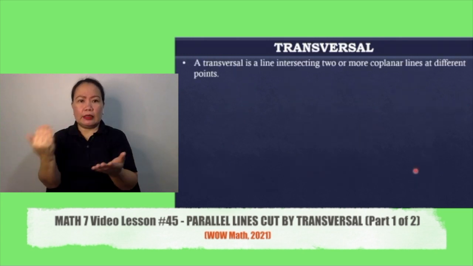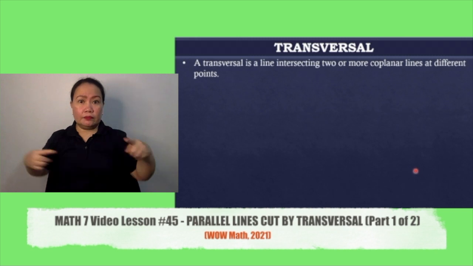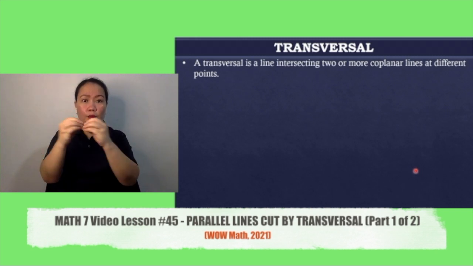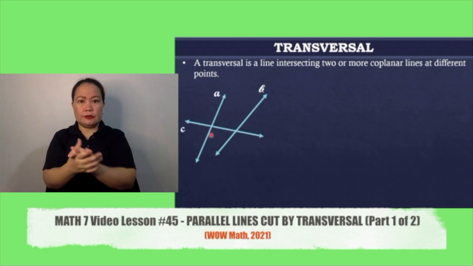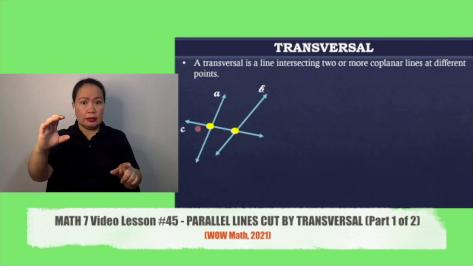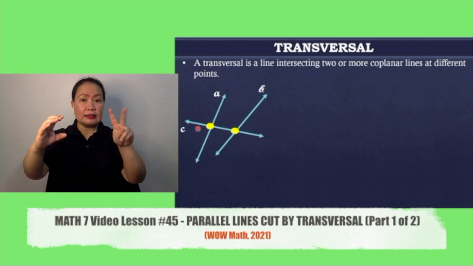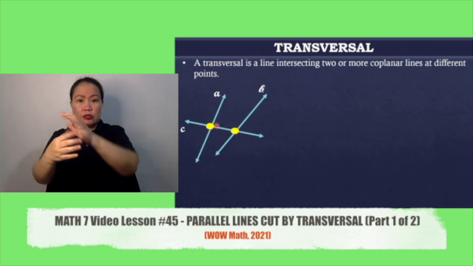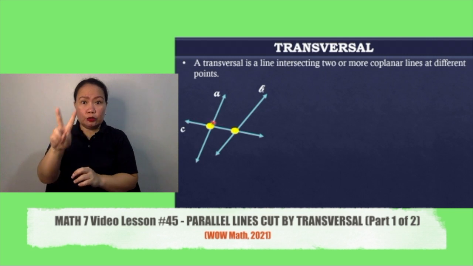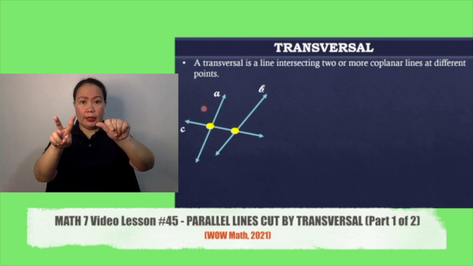So, again, a transversal, matatawag natin siyang transversal kapag ang in-intersect niya ay two or more coplanar lines na magkaiba ang point. So, dapat magkaiba ang point. Halimbawa, dito, si line C is your transversal. Why? Kasi dalawang points ang in-intersect niya na magkaiba. Okay? So, kapag ganito, the two coplanar lines at different points, magkaibang points, si C, matatawag natin siyang transversal. Okay?